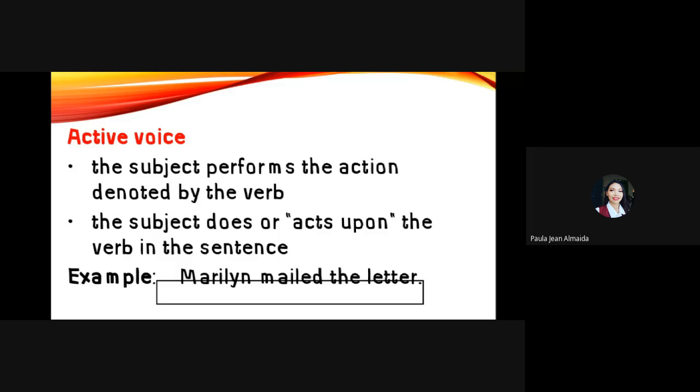In active voice, the subject performs the action denoted by the verb. So in active voice, class, the subject does or acts upon the verb in such sentences. For example, everyone please read. In this example, Marilyn, the subject, was doing the action. Am I clear, class? Okay, I will give you more examples later comparing with the passive voice. Let's proceed to the passive voice.